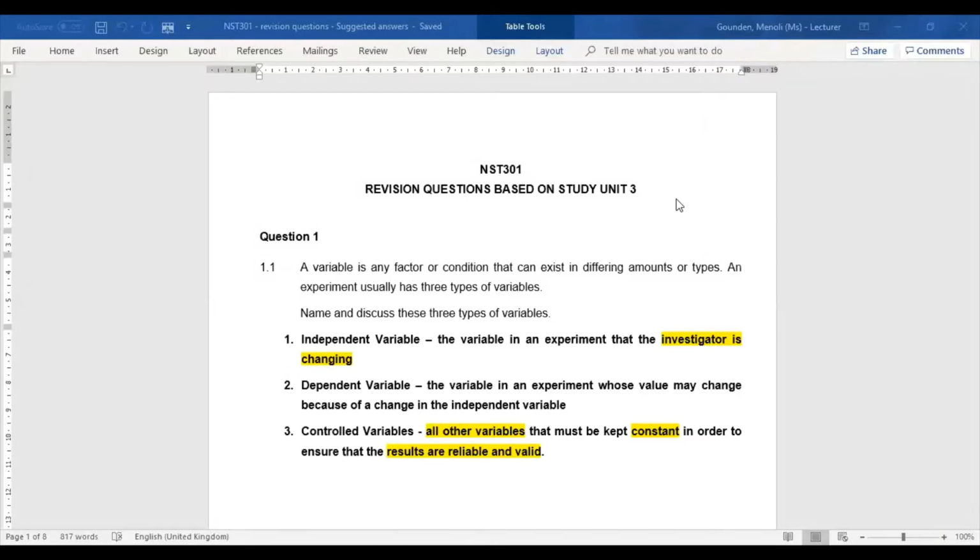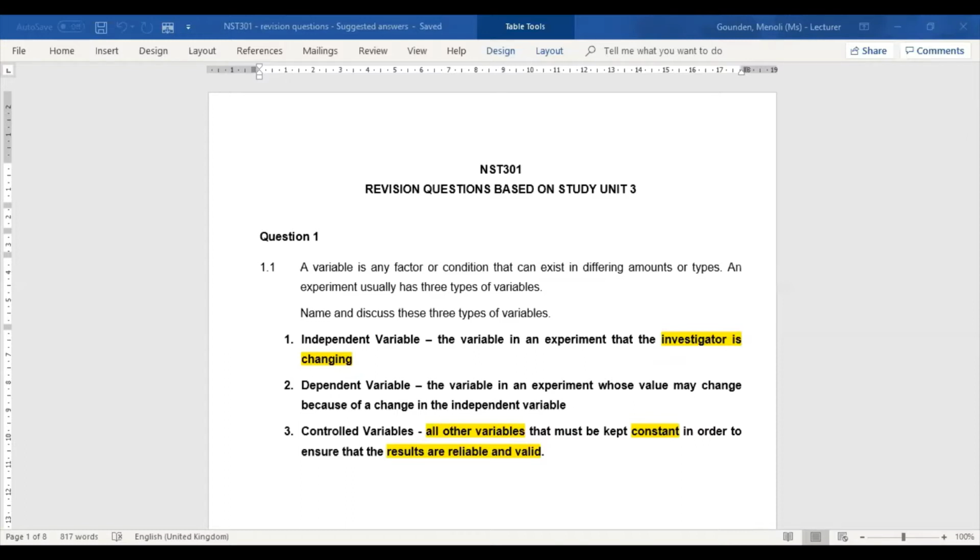Okay, so question 1 started off by talking about the fact that a variable is any factor or condition that can exist in differing amounts or type. And it goes on to say that an experiment usually has 3 types of variables. So for those of you that actually attended this lecture, I think it was the last theory lecture that we did just before campus closed for the lockdown, I would have said to you that in any scientific investigation or in an experiment, the scientist is trying to look at how only one factor changes or affects another factor.